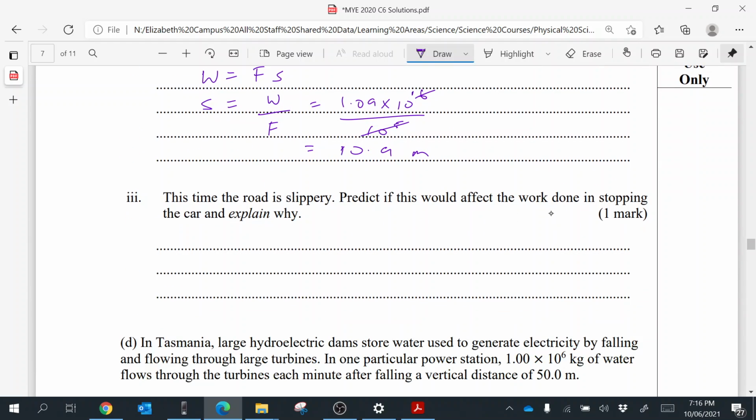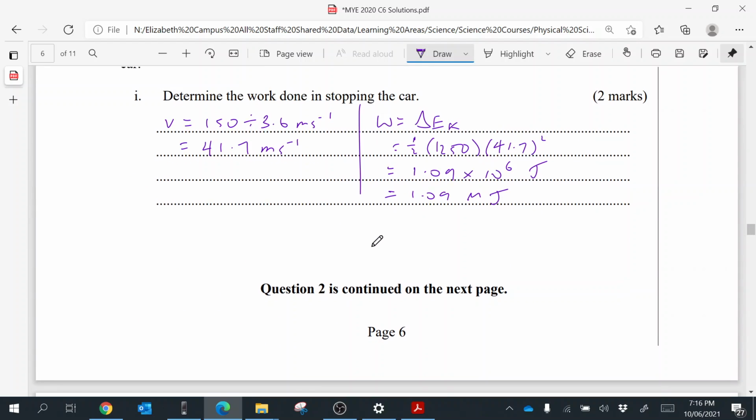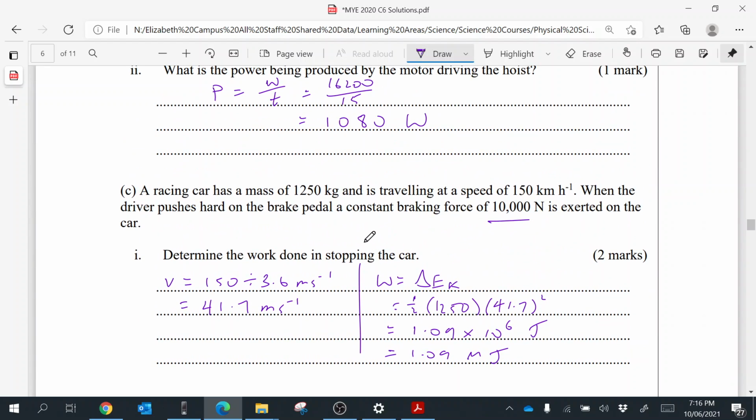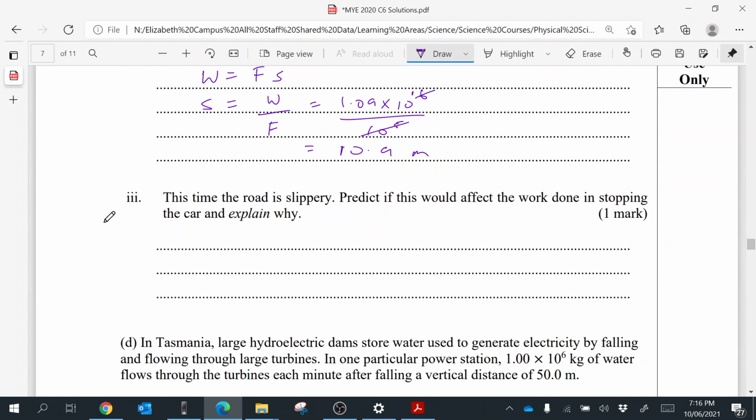Cool. 10.9 meters. This time the road is slippery. Predict how this would affect the work done in stopping the car, and explain why. Okay, did we assume? Well, it would. Okay. Right. This time the road is slippery. Predict how this would affect the work done in stopping the car, and explain why. So, yes, it would affect it.